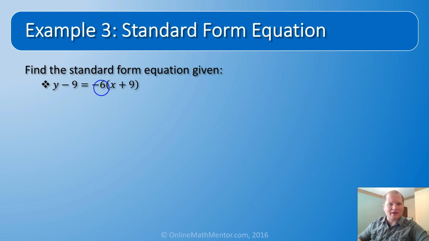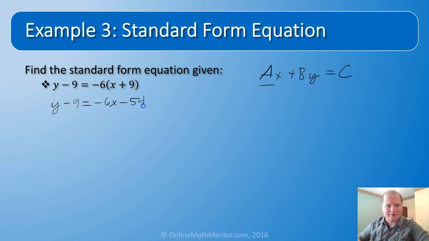So for this one, we're taking our point-slope form and getting it into standard form. And remember, standard form means ax plus by is equal to c, where none of these are fractions and a is positive. So first thing we want to do is get the x's and y's to the left and the constants to the right. And to do that, I'm going to distribute this negative 6 first. So we get negative 6x minus 54.